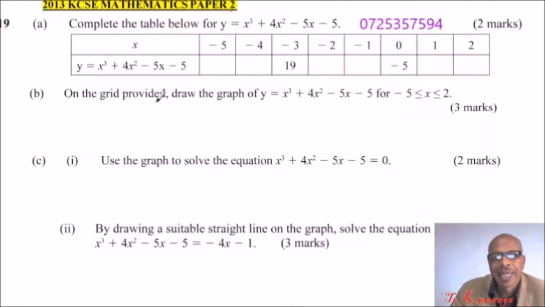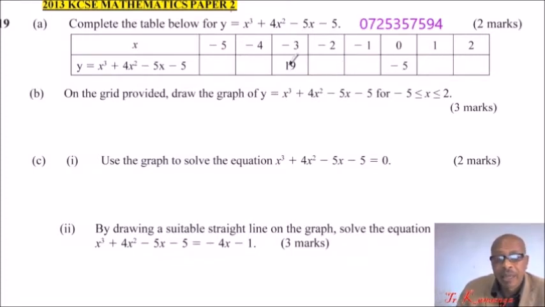This is question number 19, 2013 KCSE Mathematics Paper 2. We are told to complete the table below for y equals x cubed plus 4x squared minus 5x minus 5. This you covered in form 3 and form 4, further graphical methods. Here we have been given a table, the value of x, and the function y equals x cubed plus 4x squared minus 5x minus 5. You are supposed to fill the missing gaps here.